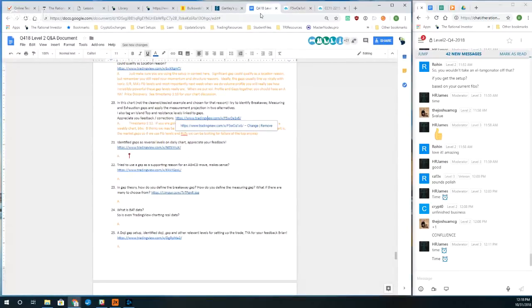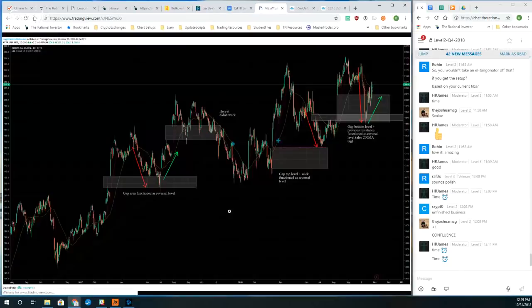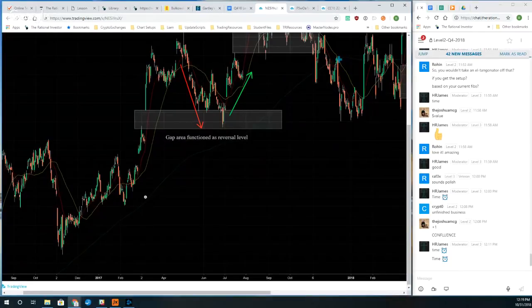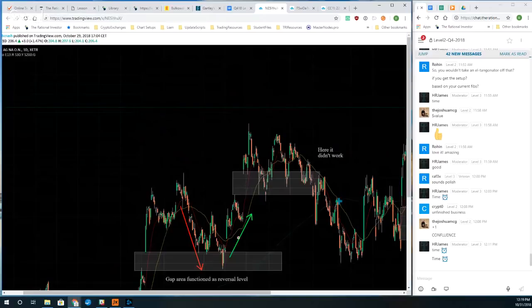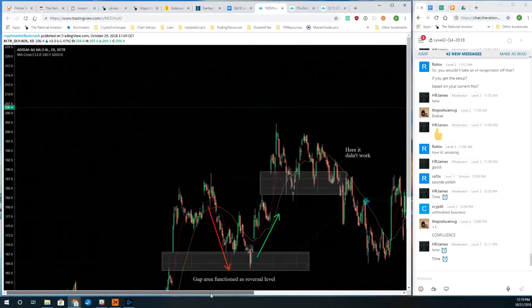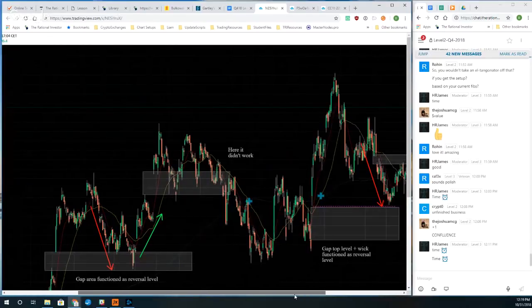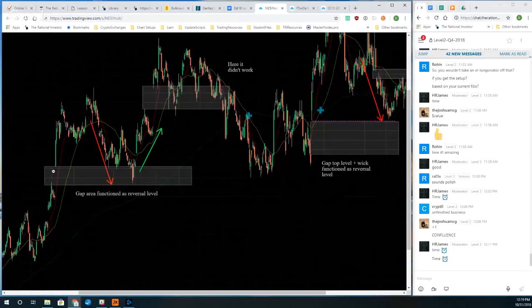We'll keep moving on. Number 21. Identify gaps as reversal levels on daily chart. Appreciate your feedback. Okay, you can see unfinished business there, unfinished business there, unfinished business there. This thing looks like Swiss cheese. What the hell is this? Adidas trading on the Xetra. So if I see this, I'm just like, oh, Jesus, this thing looks like trouble.